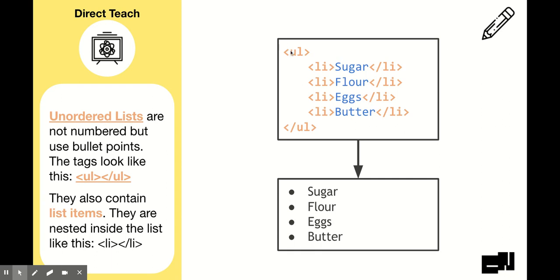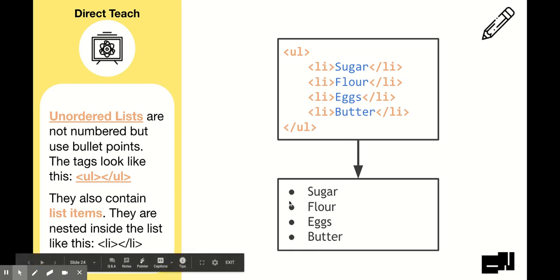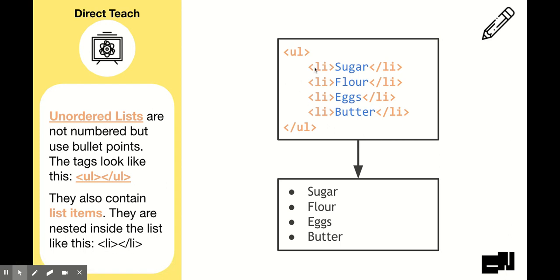We have that opening and closing unordered list tags and all the list items in between, and it translates to another list, but this time bullet points. Very cool. And when we say nesting, what we mean is something is inside another thing. So here the list items are inside this larger unordered list element.